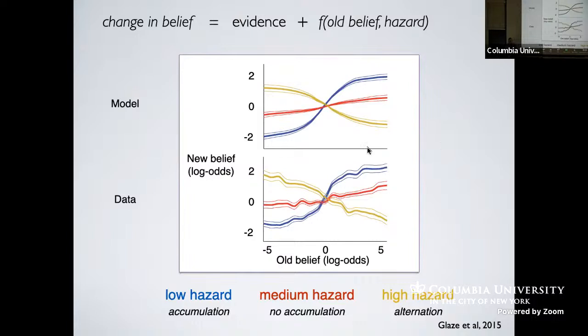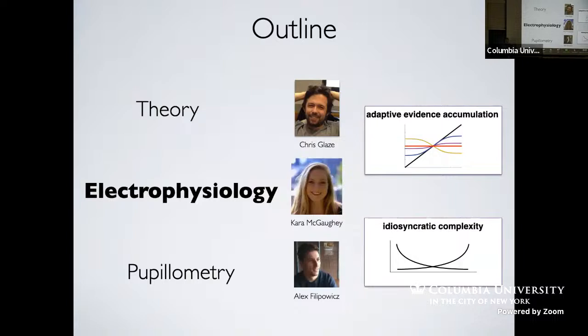And it looks like I have some slides at the end that show what happens when you try to understand how they learn the underlying hazard rate when it changes across blocks. And that's the whole other individual differences story that I was going to talk about but don't have time for. I'm happy to answer questions about that later. Okay, so this is the only one I'll have time for.